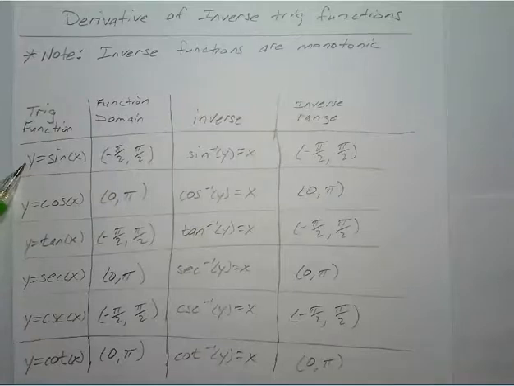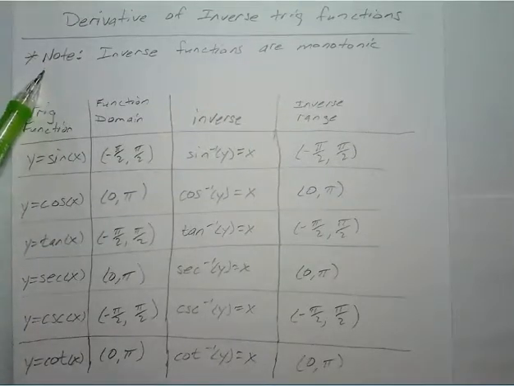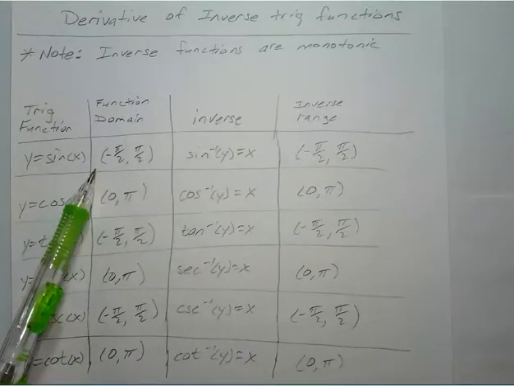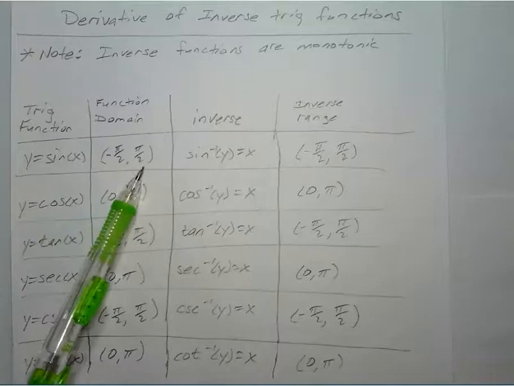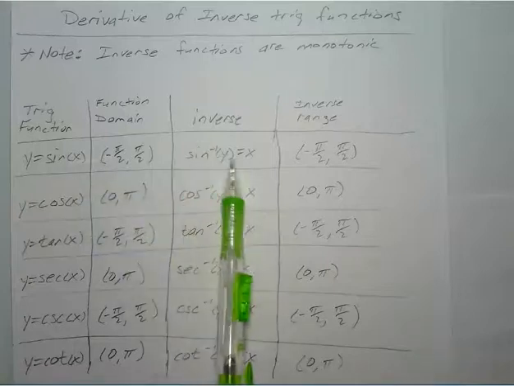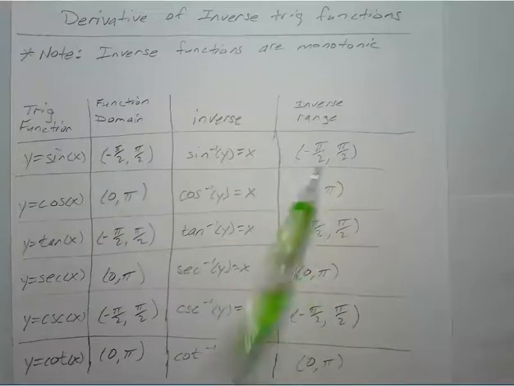If you have sine of x, of course sine of x has a domain from negative infinity to infinity, but we can't use it from negative infinity to infinity because inverse functions are monotonic. They're either strictly increasing or strictly decreasing. So we're just going to look at the domain from negative pi over 2 to pi over 2, which is increasing. So we find our inverse, and that domain is now the range of our inverse.